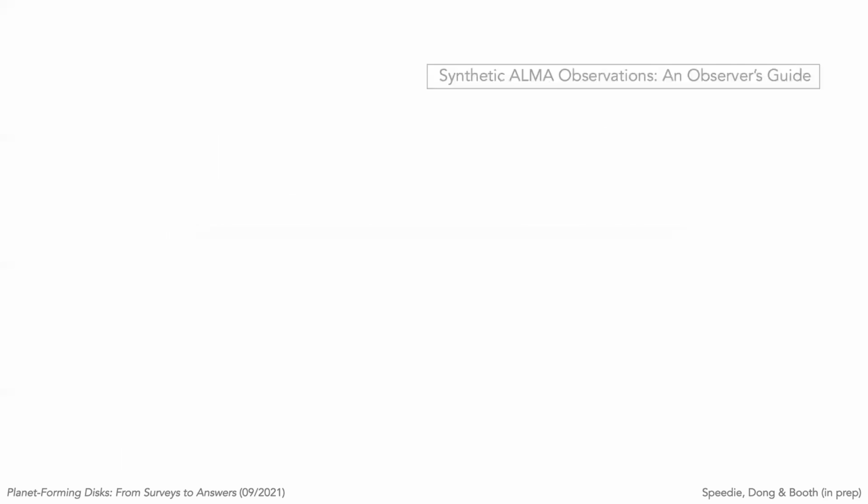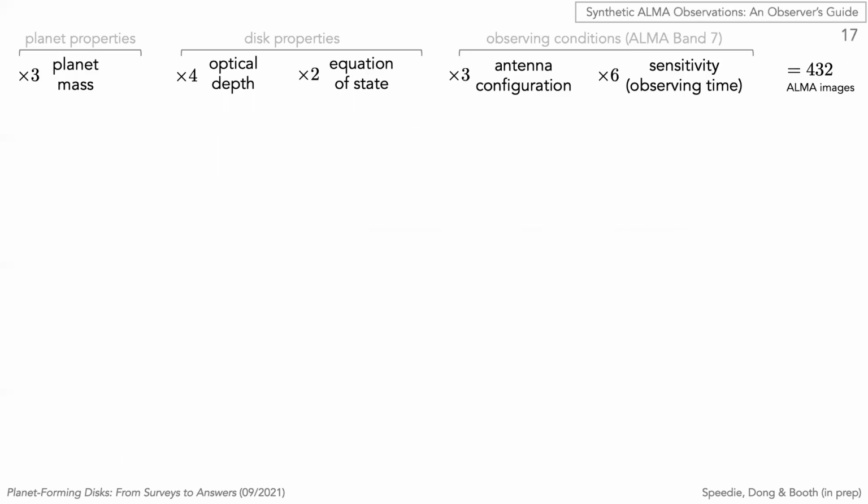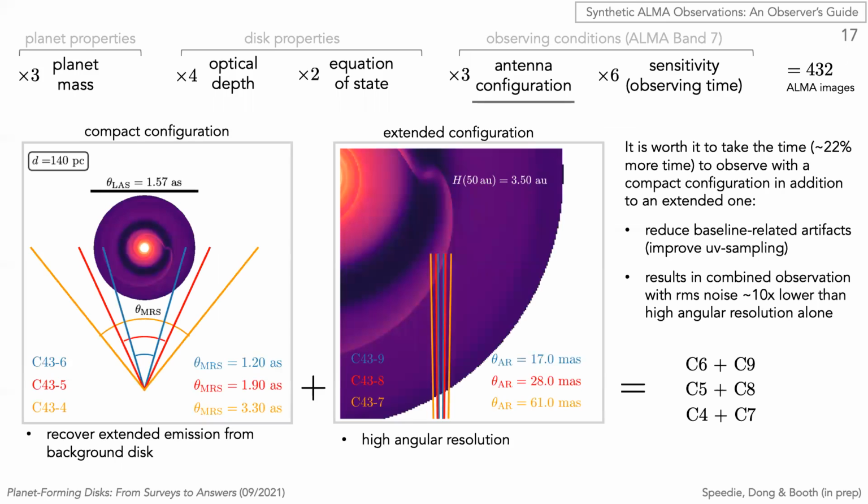Okay, moving on to our synthetic ALMA observations. We explore a range of parameters, including planet properties, disk properties, and observing conditions. In terms of antenna configurations, we combine observations from both an extended configuration and a compact one. This adds about 20% to the total observing time, but it has the added benefit of improving UV sampling and recovering extended emission from the background disk, as well as resulting in a combined observation that has a lower RMS noise by about a factor of 10 versus if you just used the extended configuration alone.